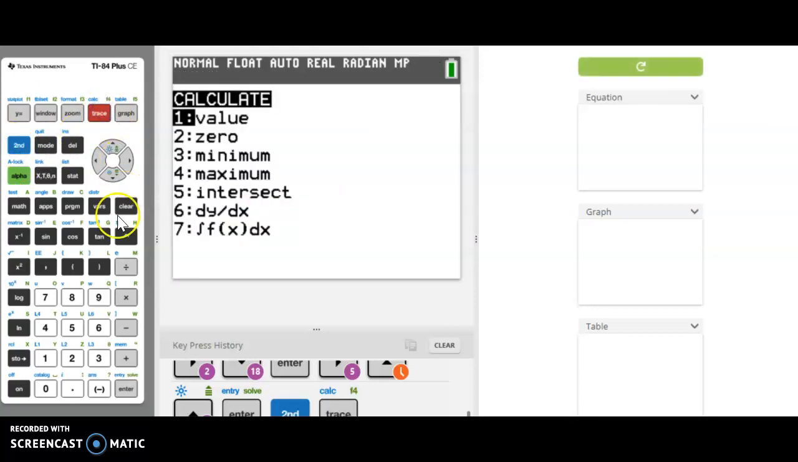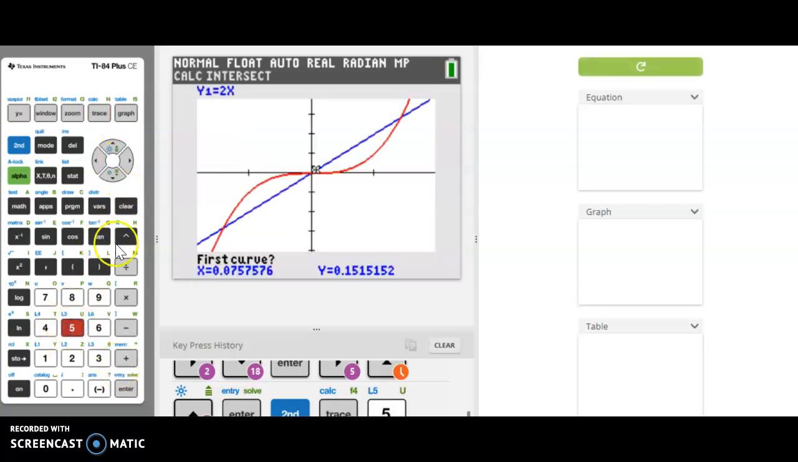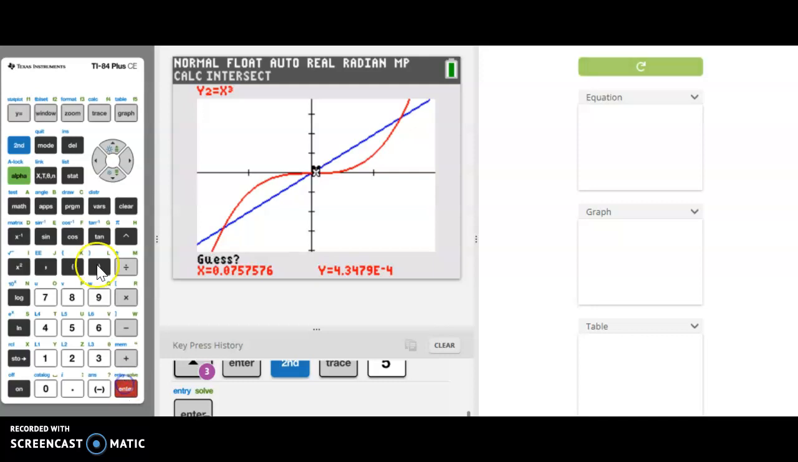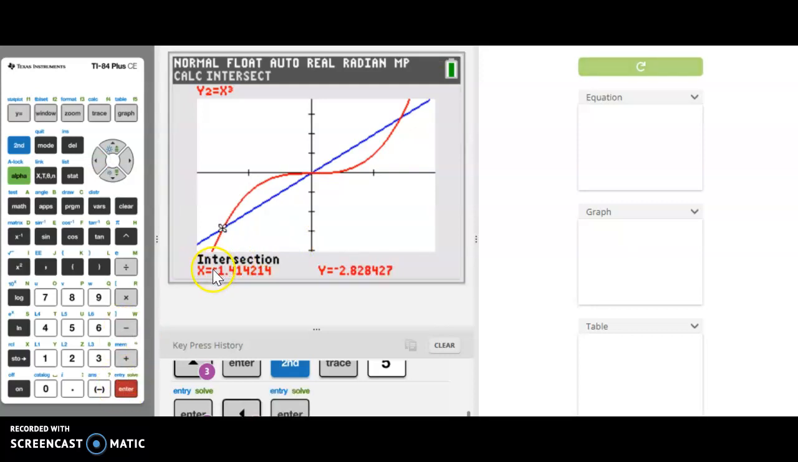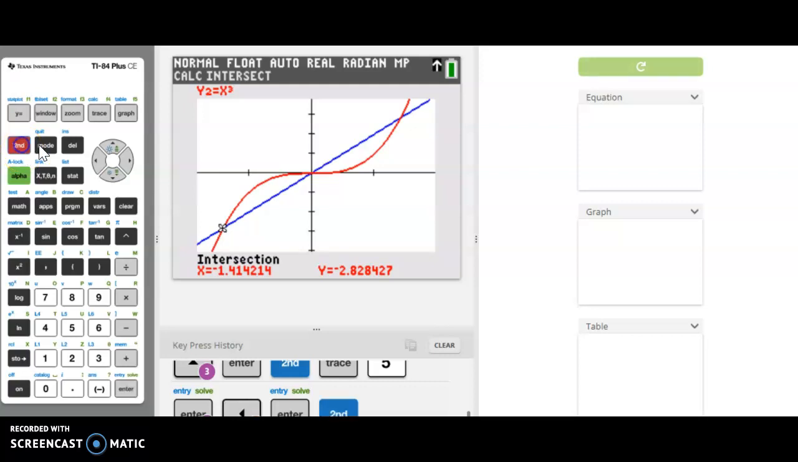I'm going to do second calc. Intersect is number 5. First curve, blue. Second curve, red. And then I'm going to scroll over to here so that I'm close to that. And I'm going to hit enter. All right, so there's the intersection, negative 1.414, and so on. So in the AP, I need to carry my decimals until the very end, especially when I'm using a calculator. So I can't round that number.